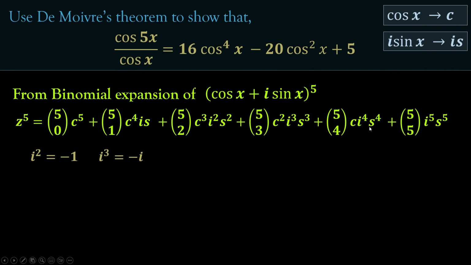i to the power 4 is i squared times i squared. So i squared is negative 1, times i squared means negative 1 times negative 1, which is 1.